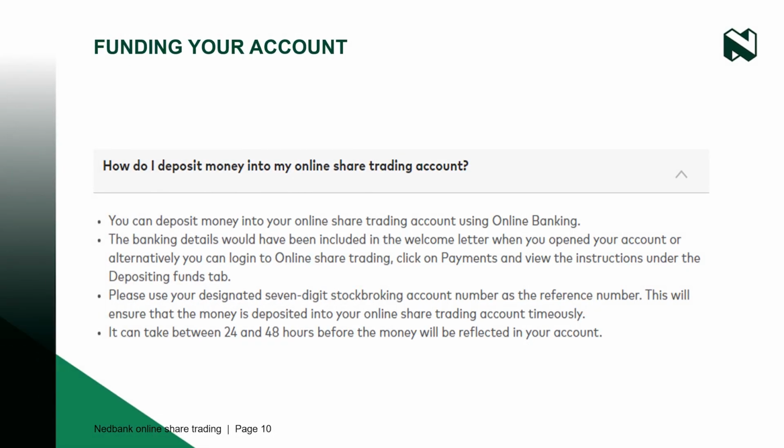The final step before you can trade is to fund your account. You can deposit money into your online share trading account using online banking. Our banking details can be found on the secure site under Payments, Depositing Funds. Please use your BDA account number as the reference number. This will ensure that the money is deposited into your online share trading account timeously. It can take between 24 to 48 hours before deposited funds reflect in your trading account. You will not be able to trade if there are no funds in your account.